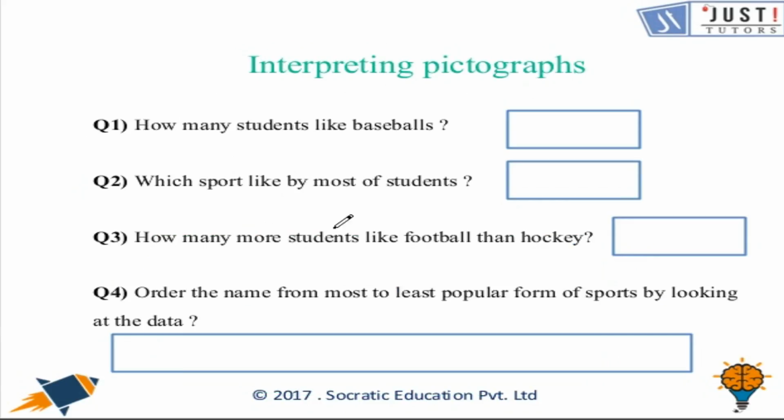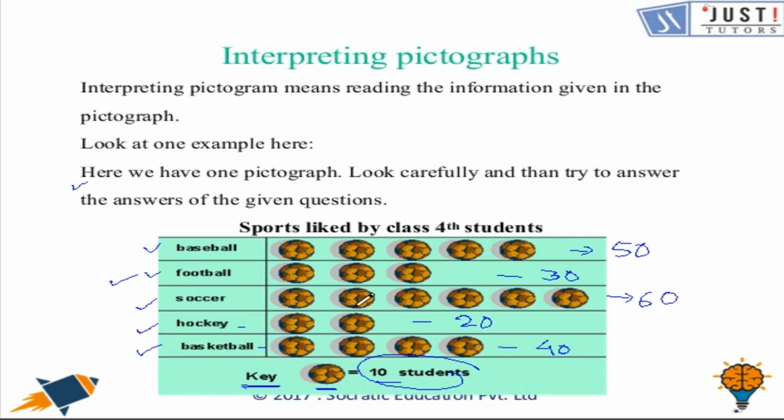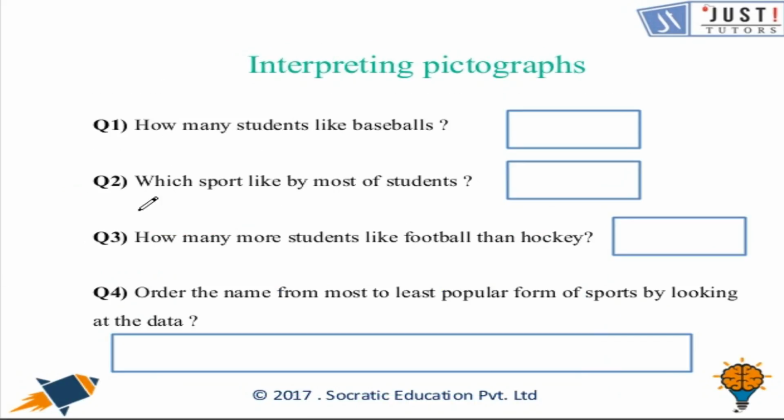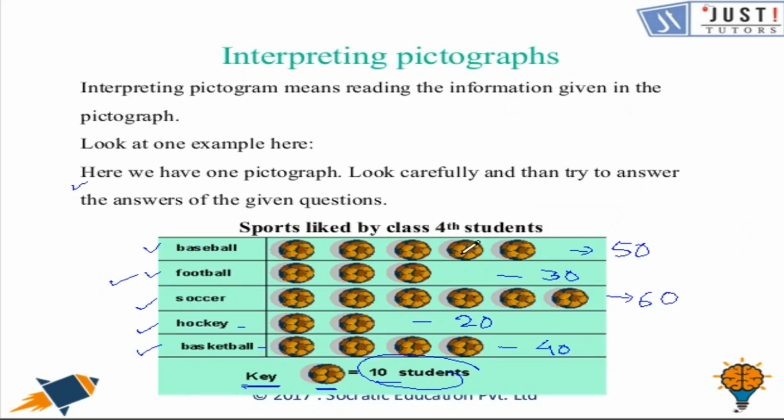Now let's try to solve these questions. How many students like basketball? Well, we have to go back. Basketball is 40, isn't it? No, that's baseball. Let's have a look again. 50, right. So 50. What sport is liked by most of the students? Okay, so let's have a look. What is the biggest number? 60. That's soccer, right?